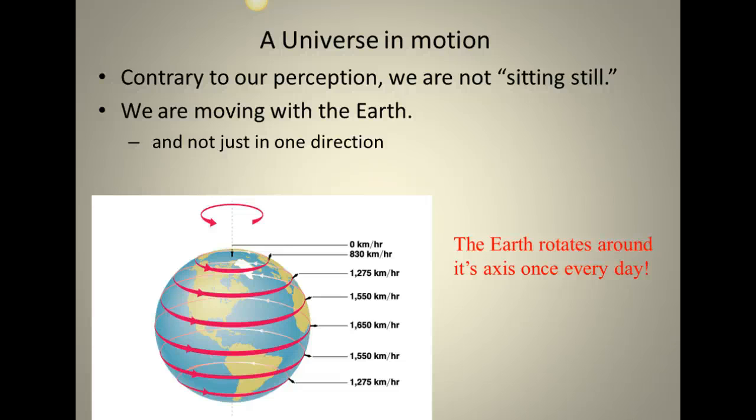If you looked at the globe, you would see that we are rotating at about 1,275 kilometers per hour. Now, since there are approximately 1.6 kilometers in a mile, that's roughly about 1,000 miles an hour. Now, you've got to be thinking, if we're moving that fast, wouldn't we feel it? If the Earth's rotating at 1,000 miles an hour, wouldn't we feel it?